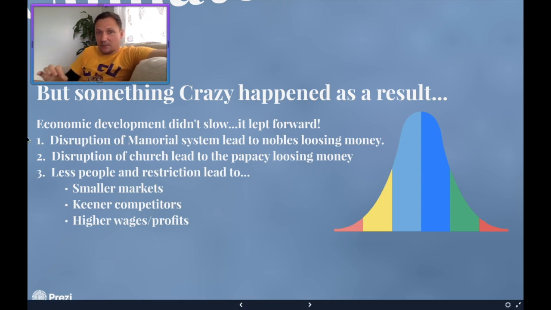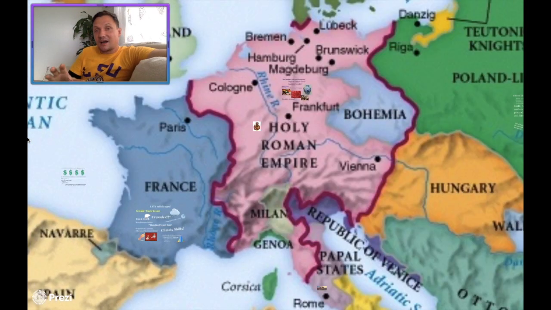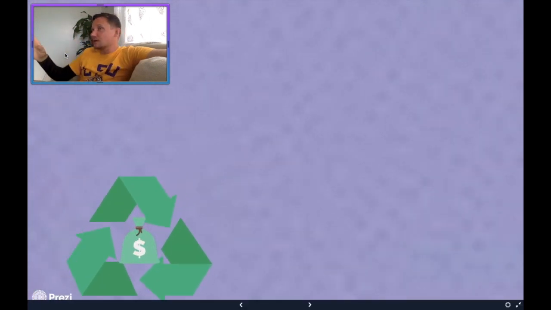Now, less people also. So Europe had a huge population boom during the Middle Age period. You wouldn't think it would, but it did. So less people and less restriction led to smaller markets, keener competitors, and higher wages, right? So if there are less people competing for jobs, there are more people employed, and also, not to mention the fact that there are more people making more money because these guilds are now becoming more exclusive, all right? So actually, the economy leapt forward after the tragedy of the late Middle Ages.